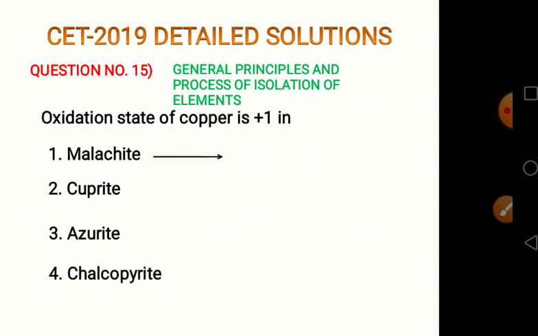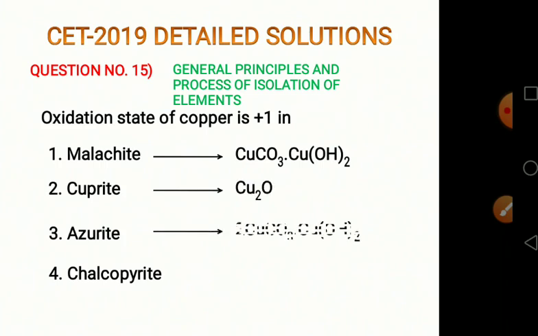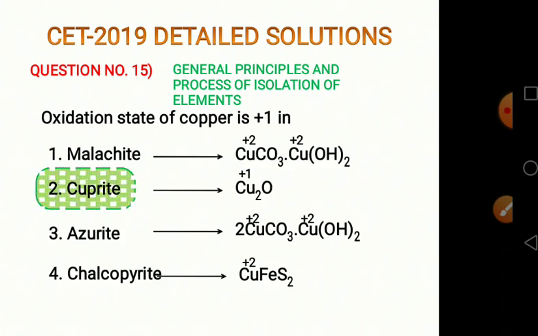So here you have to know the formula. Malachite is CuCO3·Cu(OH)2, cuprite is Cu2O, azurite is 2CuCO3·Cu(OH)2, chalcopyrite is CuFeS2. So the oxidation state of Cu is +2 in malachite, +1 in cuprite, +2 in azurite, +2 in chalcopyrite. Hence the answer for this question is cuprite. Remember, question number 15, the answer is second option.